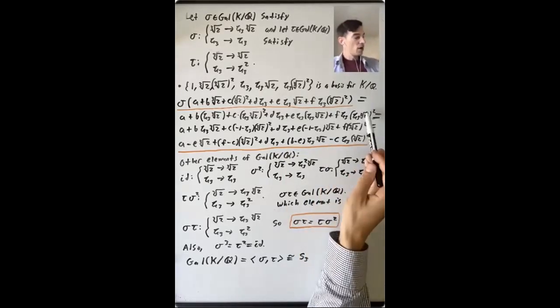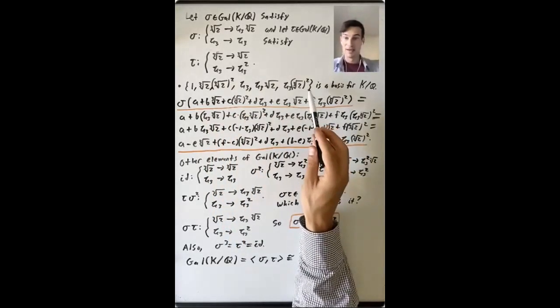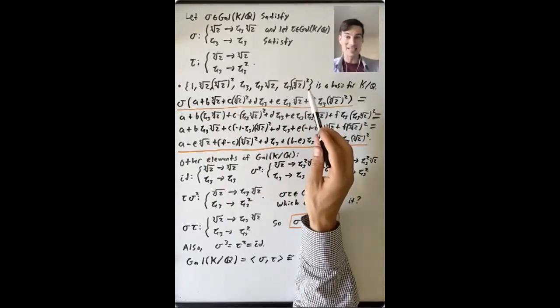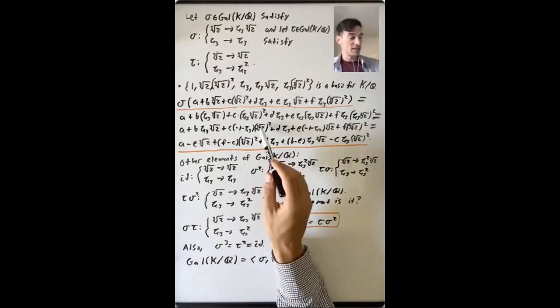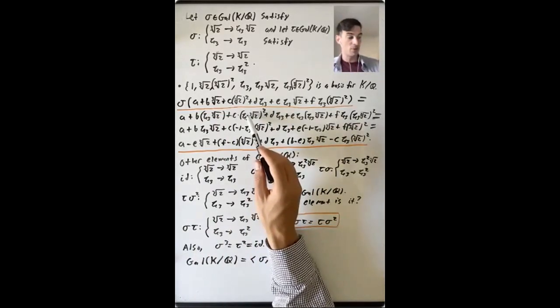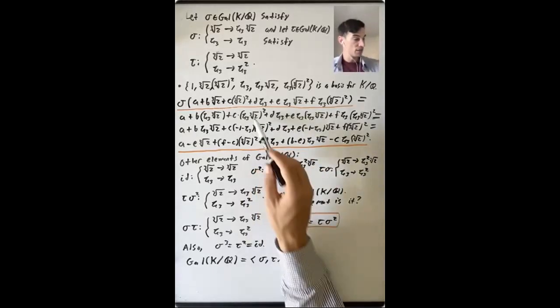OK, we want to rewrite this element in terms of our original basis. And our original basis doesn't have any zeta 3 squareds in it. But we know that zeta 3 squared equals minus 1 minus zeta 3. So all we're doing in this next line is everywhere we have a zeta 3 squared, we're replacing it with minus 1 minus zeta 3. So we have one here.